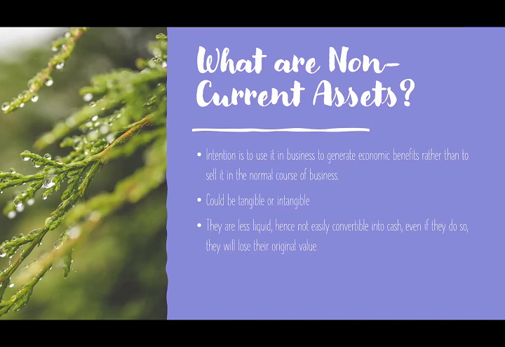Another distinguishing factor of a non-current asset is that they are less liquid. They are not easily convertible into cash. Even if you convert your property into cash, for instance, it will lose its value. And what you have actually paid for it might not be the amount you actually receive for it when you're selling it off. So those are your non-current assets.